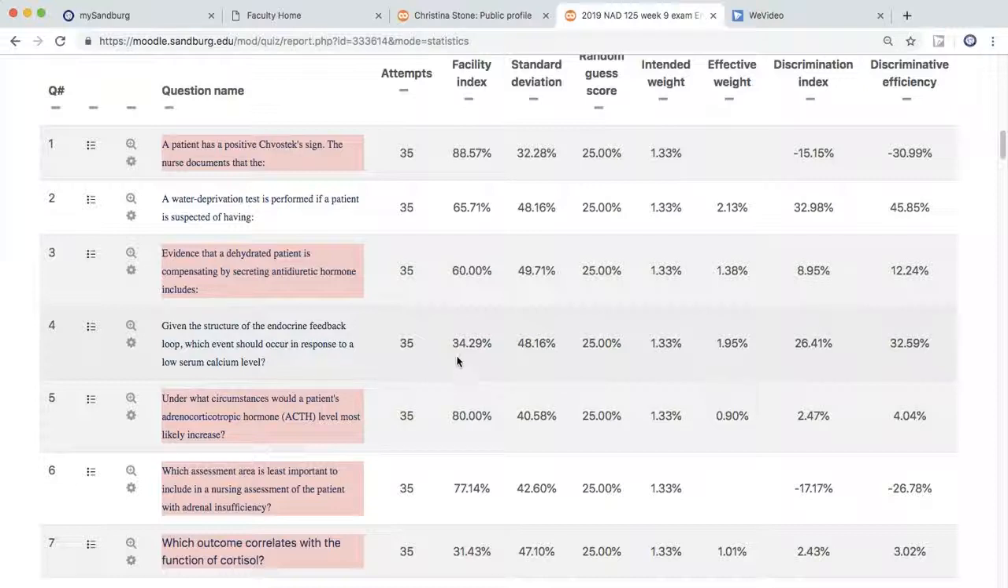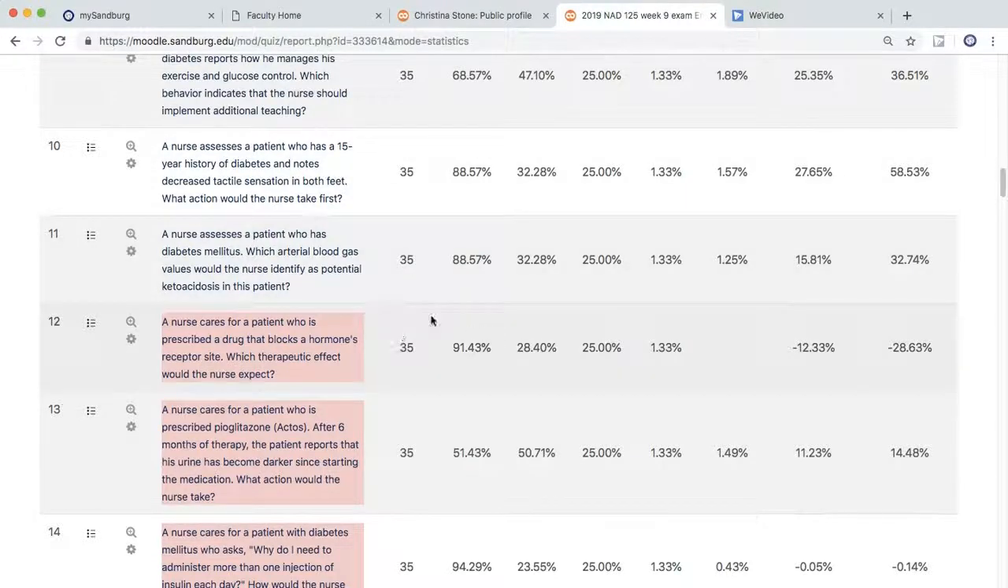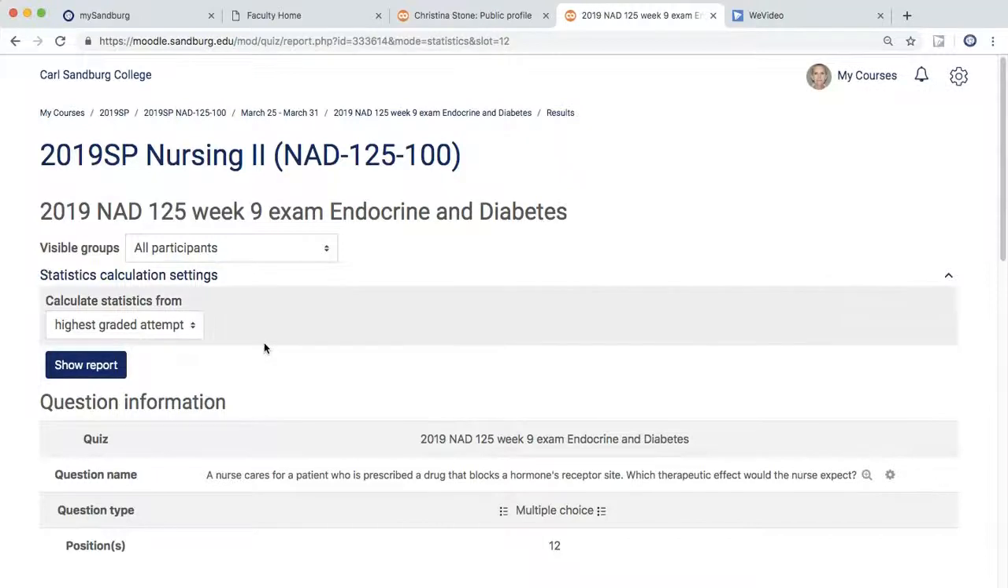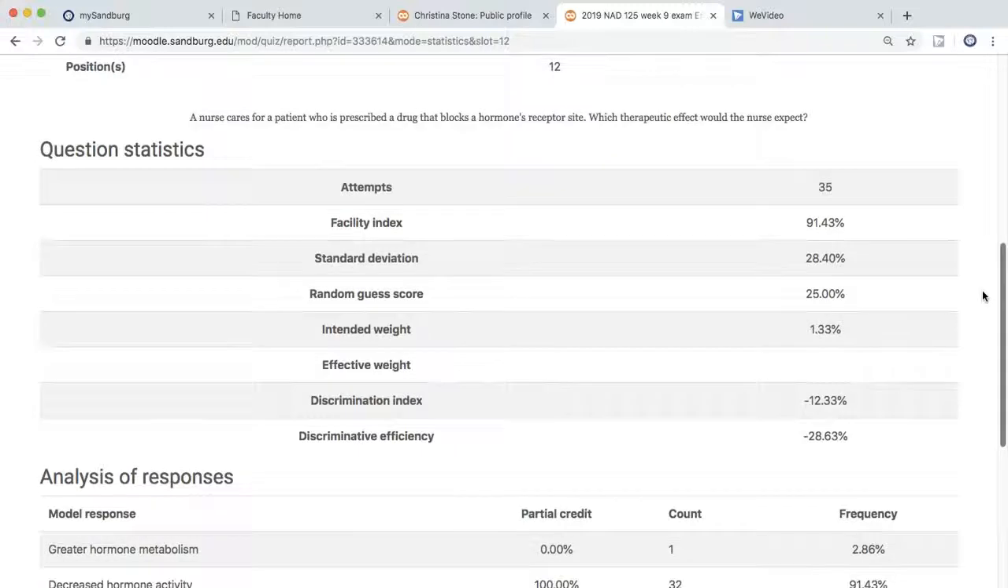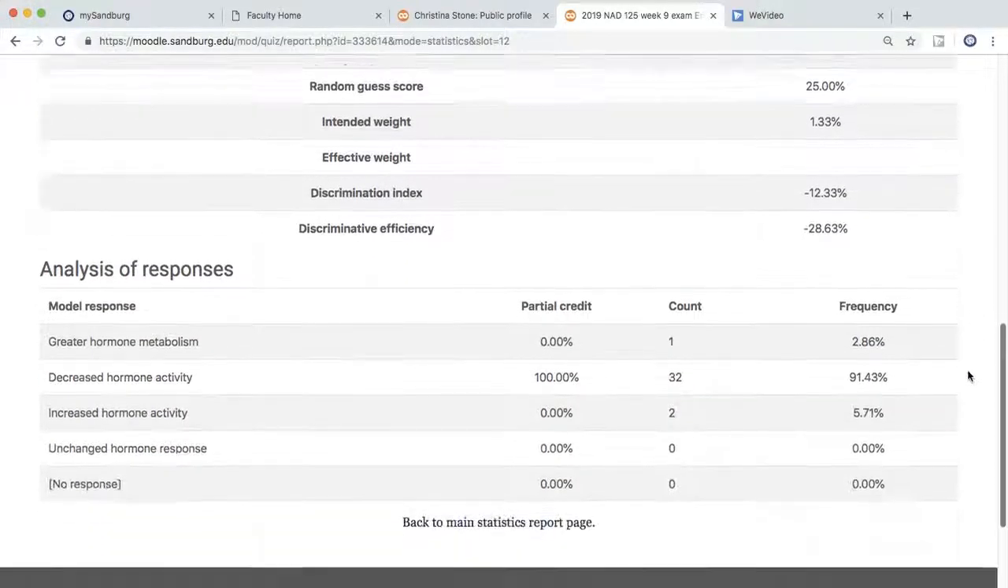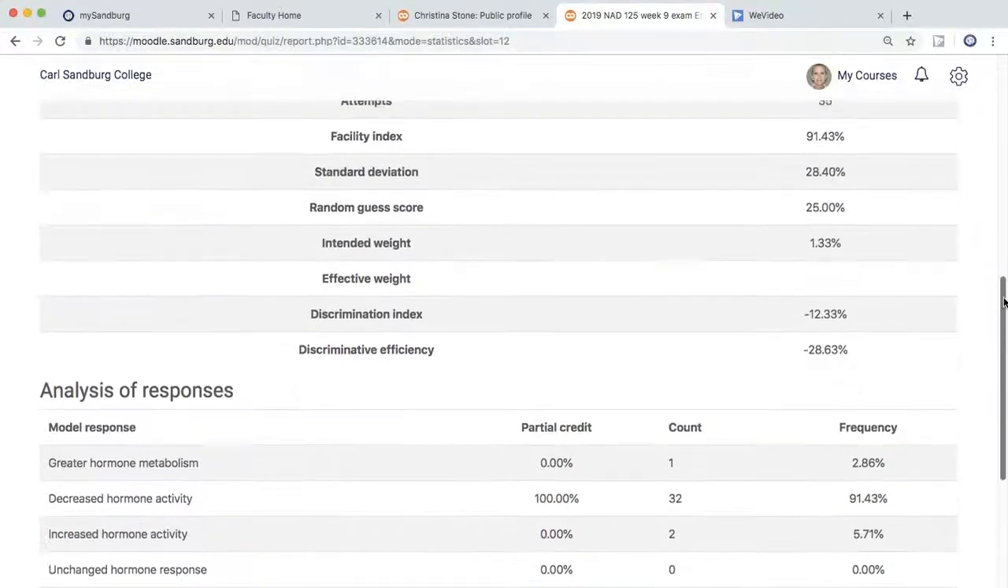I always have a red flag for anything 35% and below. I also have a red flag when I have very high numbers here. An example would be number 12. 91% of the students got it right. Well, that sounds great that everybody got that right, but if the question is too easy, we need to prepare them for their ultimate goal of passing NCLEX. So we need to look at the question.